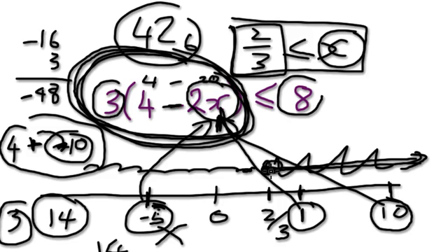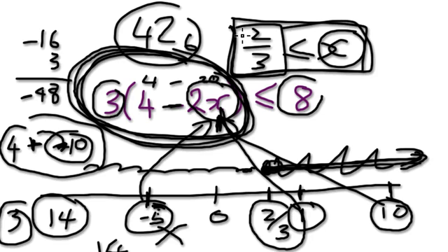Okay, so basically the answer is all the values to the right of 2 over 3. Okay, so that gives you a sense of what's going on.